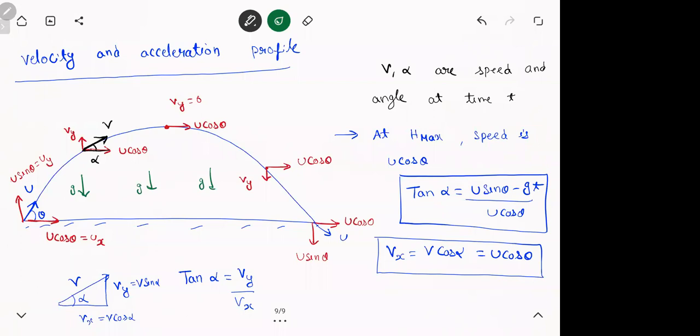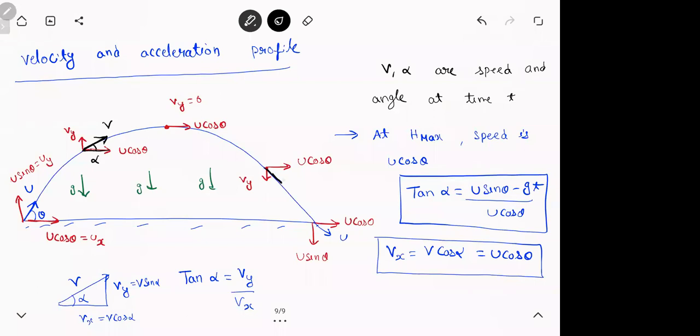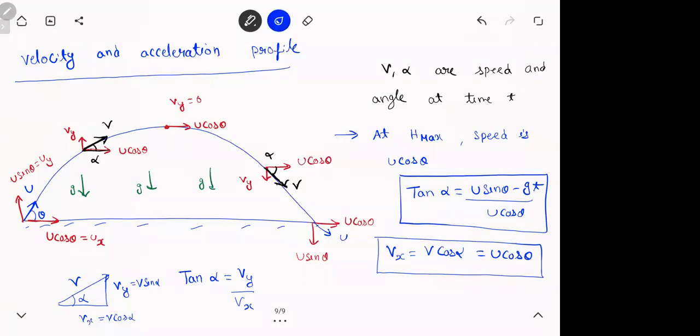constant. At the highest point, velocity is not zero, and the angle made by the particle with the horizontal, here alpha, it will be like this. This is alpha. So alpha is the angle with the horizontal. So that is the velocity and the acceleration profile of a projectile. That is how the velocity changes and the acceleration behaves.